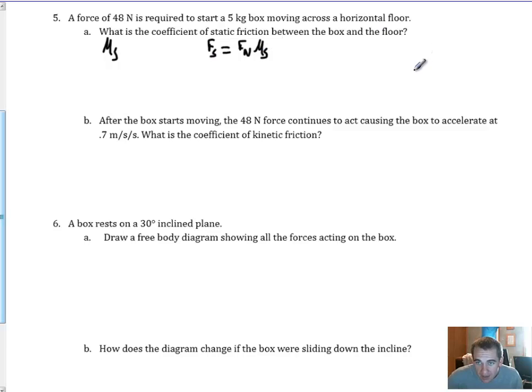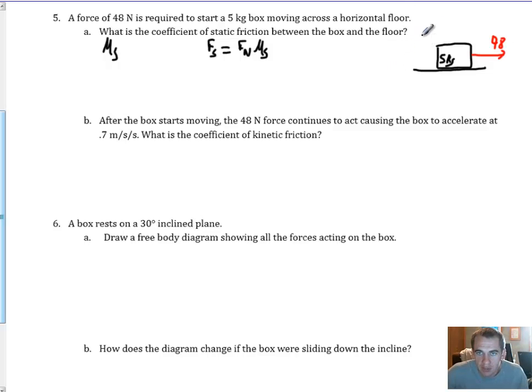But it is a force problem, and that means I want a diagram. So here's my crate sitting right here on the floor, and it's a 5 kilogram box, and it says that a force of 48 newtons, so this is going to be my 48 Newton force, is required to start a 5 kilogram box moving across a horizontal floor. And of course there's force due to gravity, which actually pulls straight down, not at that funny angle I just drew it, and the normal force. Those two cancel each other, and of course there's this frictional force right here, Fs.